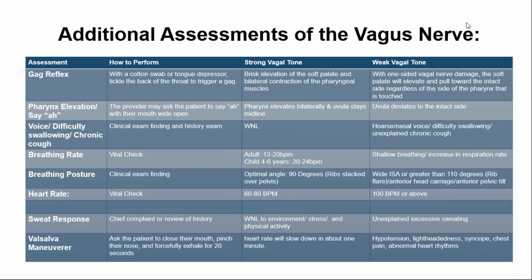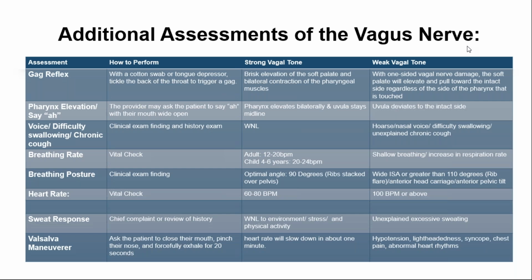If you don't know what that is, it's a brisk elevation of the soft palate and contraction of the pharyngeal muscles around it. So there should be a normal vagal tone response with that. But you can see a weakened one where you get uvula deviation or lack of change in the soft palate and pharyngeal muscles, and it can be one-sided. I note that in the say-ah test, the uvula can deviate to the intact side, meaning the intact side of the vagal nerve. It deviates to that. So these are little things you can check in your office.